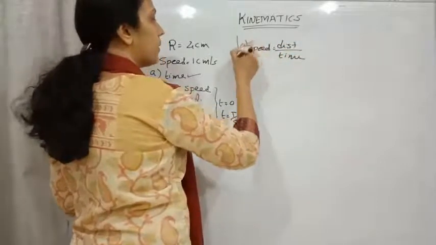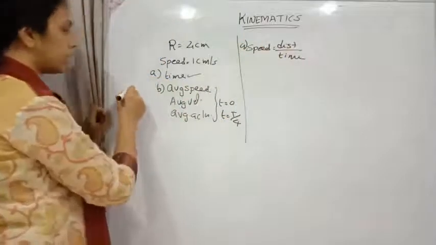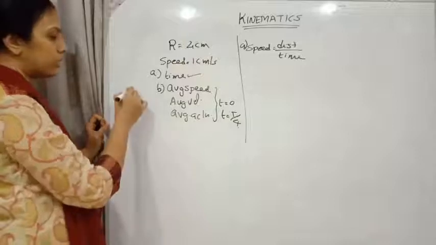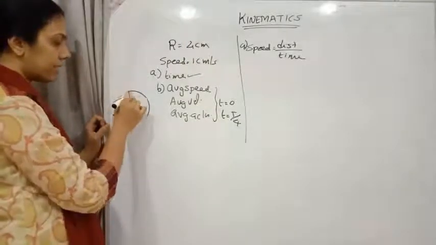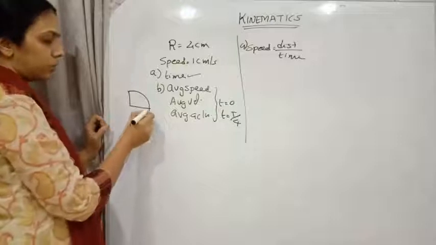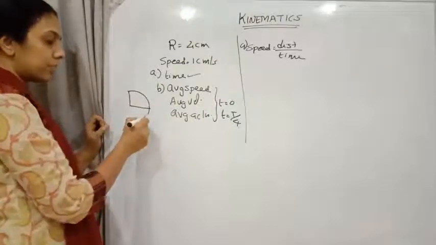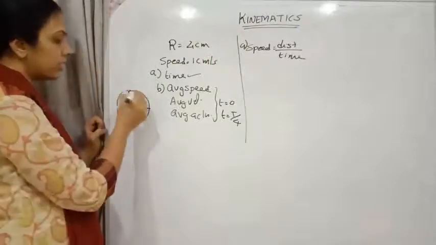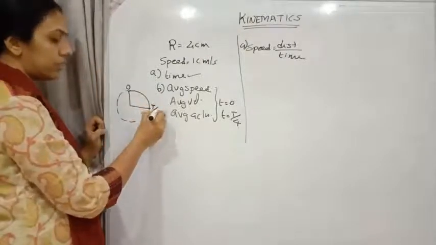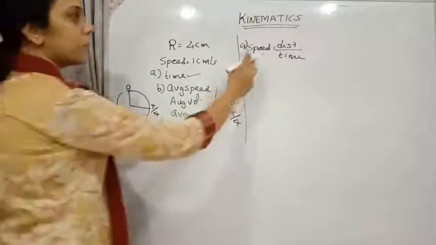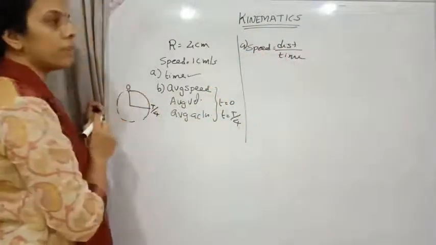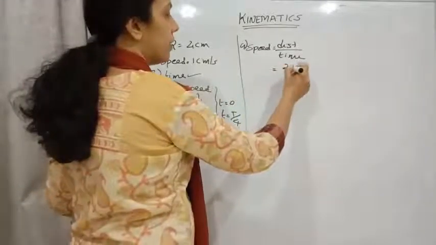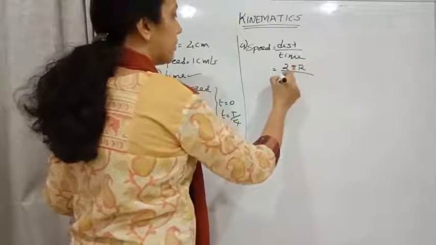So how can we find out the distance traveled for an object which is moving in a circular path from t equals 0 to T by 4? It is moving like this, till T by 4. One period means one full circular motion. So here 0 to T by 4, till here it is moving. So speed equals distance traveled. How can we find out the distance traveled? 2 pi r divided by 4.